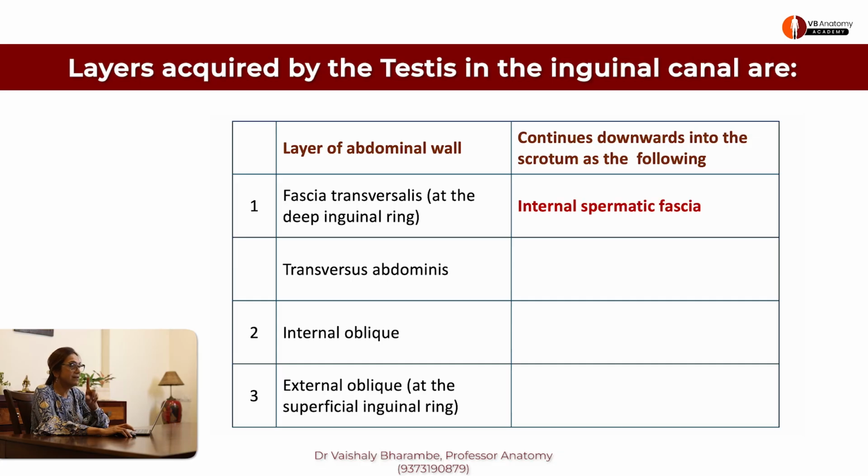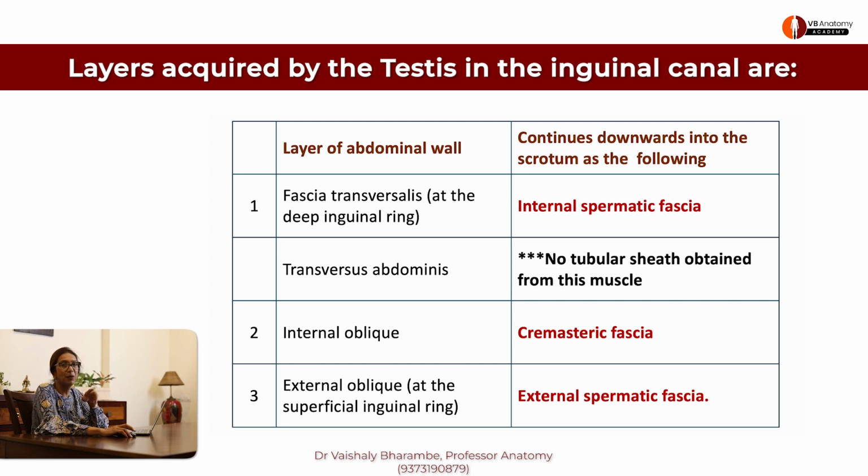Clear? Just a quick recap. Fascia transversalis, internal spermatic fascia. Internal oblique, cremasteric fascia. External oblique, external spermatic fascia. What about transversus abdominis? Nothing, because testes never pass through the transversus abdominis muscle. Right. So with this knowledge, we have descended the testes into the scrotum. We've got its layers covering it, tunica vaginalis, the various fascia covering testes.